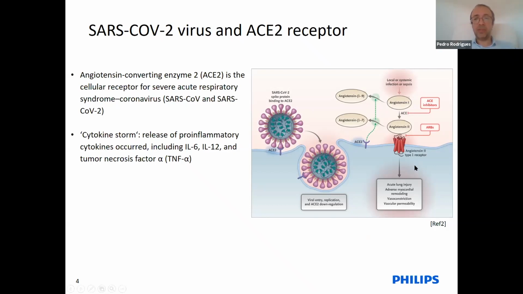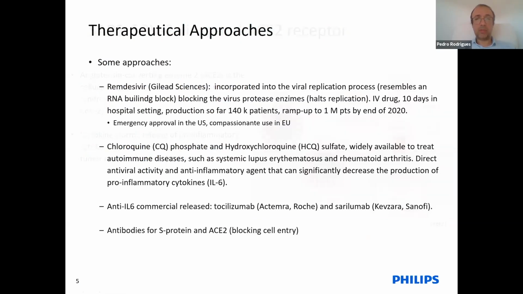At that moment in time, as part of this cascade, we have a local infection that can then become a systemic infection that can be potentiated by the cytokine storm. We have then a whole series of effects from the lung injury per se, but also effects on the myocardium and an increase of vascular permeability, which makes this disease complicated to manage in some patients.